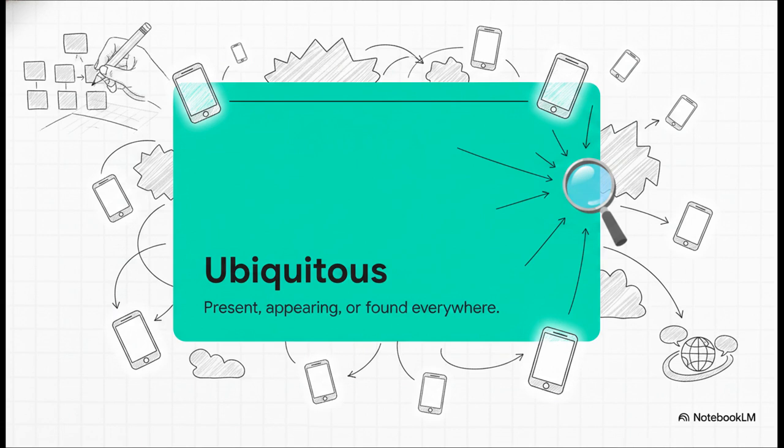Think about smartphones, right? They are literally ubiquitous. The source gives us some great synonyms here too: omnipresent, universal, and pervasive. And for our bilingual learners, the Hindi term provided is sarvavyapi, which just beautifully captures that exact essence of being all-encompassing. Basically, if you want to describe a trend that you simply cannot escape, ubiquitous is definitely your word.